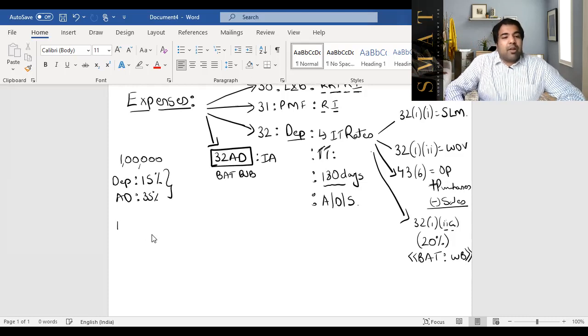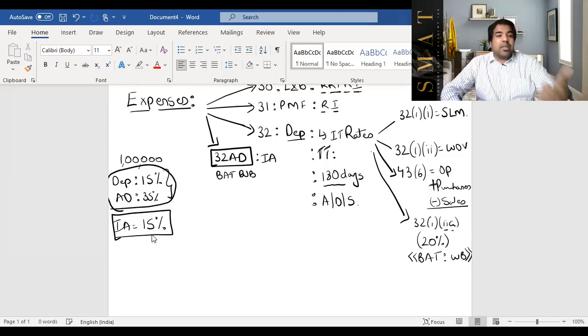And will I get an investment allowance? Yes, I will get an investment allowance at the rate of 15%, but this one will be debited straight to my P&L account, while these two will be debited to the P&L account as well as reduced from the cost of the asset on the balance sheet.